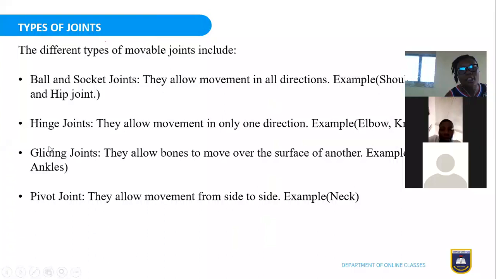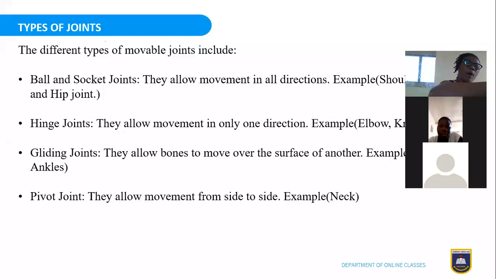Hinge joint allows movement in only one direction. That is why hinge joints can be found in the elbow or your knee. That is where you can find hinge joint. You can see that if I want to move, I can only move my elbow in this direction. If I want to move to the other direction, I have to turn my whole body and change.